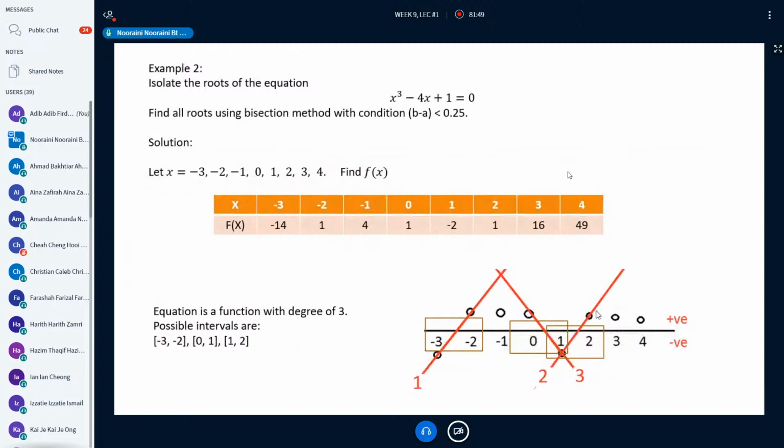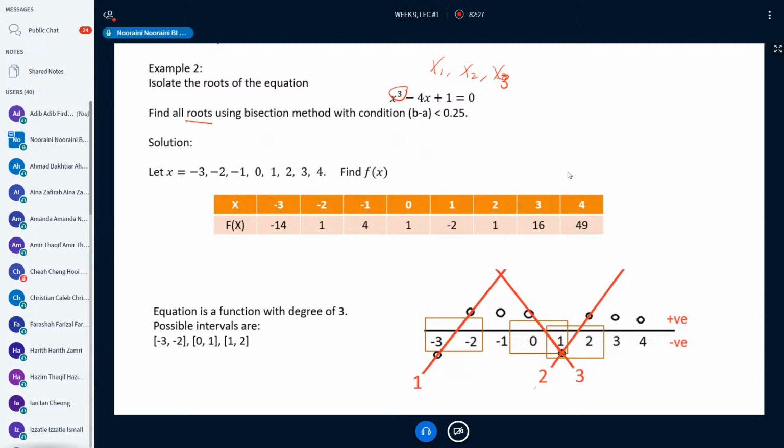Okay, so example 2, another example. Isolate the roots of the equation, power 3. Find all roots. Basically with power 3, there must be 3 roots. If it is 2, meaning 2 of the roots must be repeated. So now you have 3 roots because of power 3. By using bisection with the condition b minus a must be less than 0.25, you need to iterate until the difference is less than 0.25.